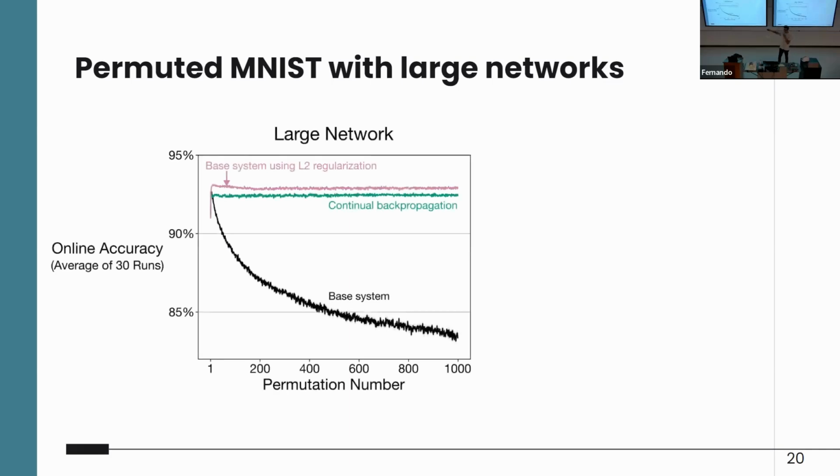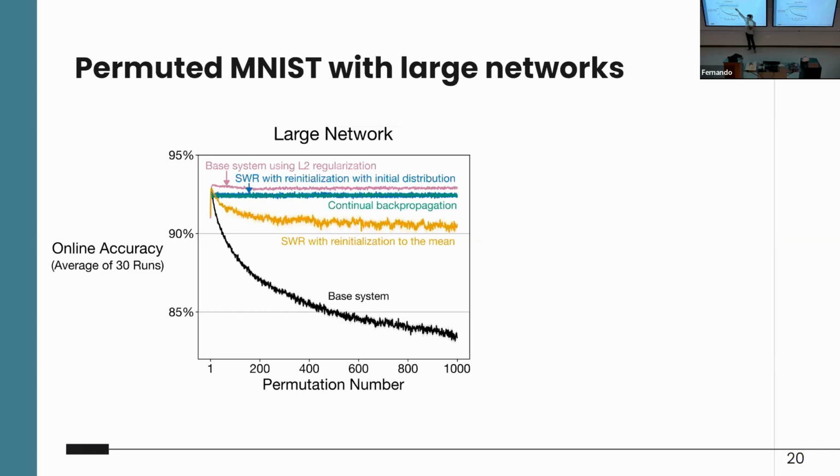So here's the plot from continual backprop that I showed you before. And I'm just gonna add here the performance of the gradient utility version of selective weight reinitialization, which is here. We can see, again, this one lost plasticity, but the one that uses reinitialization with initial distribution did basically the same as continual backprop. There is a little bit more variance in the performance, but on average, it's about the same.